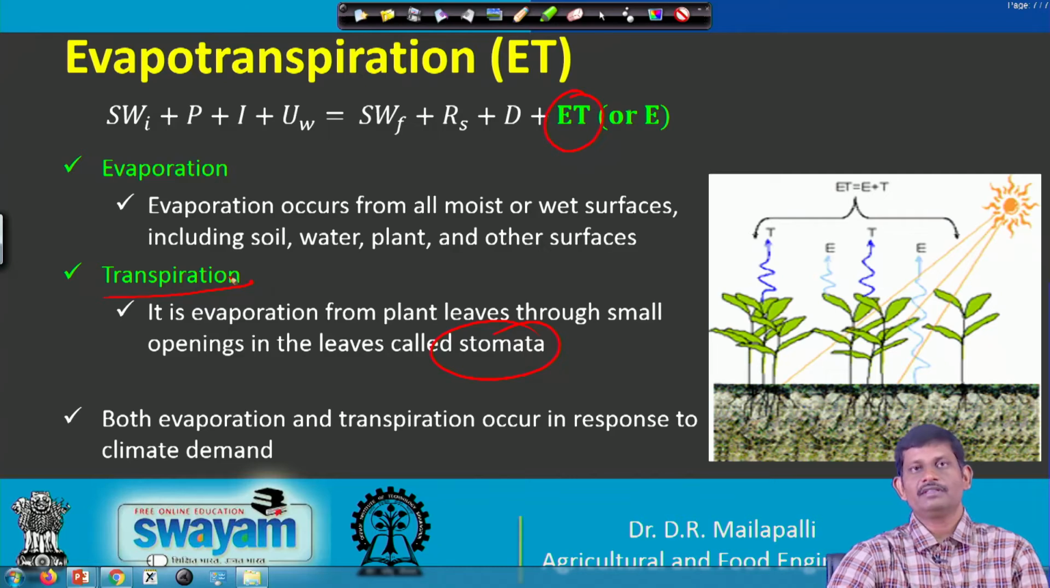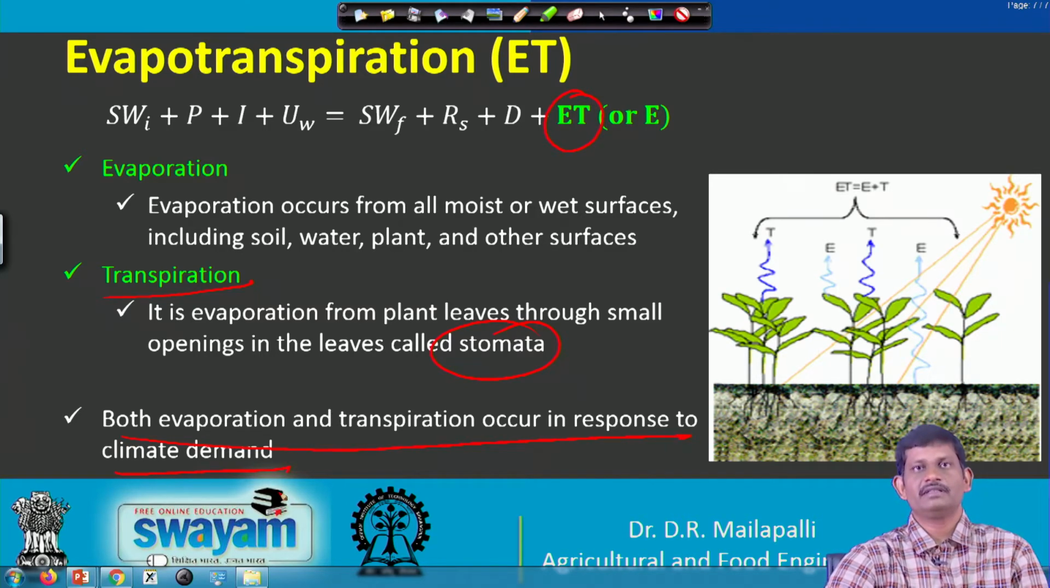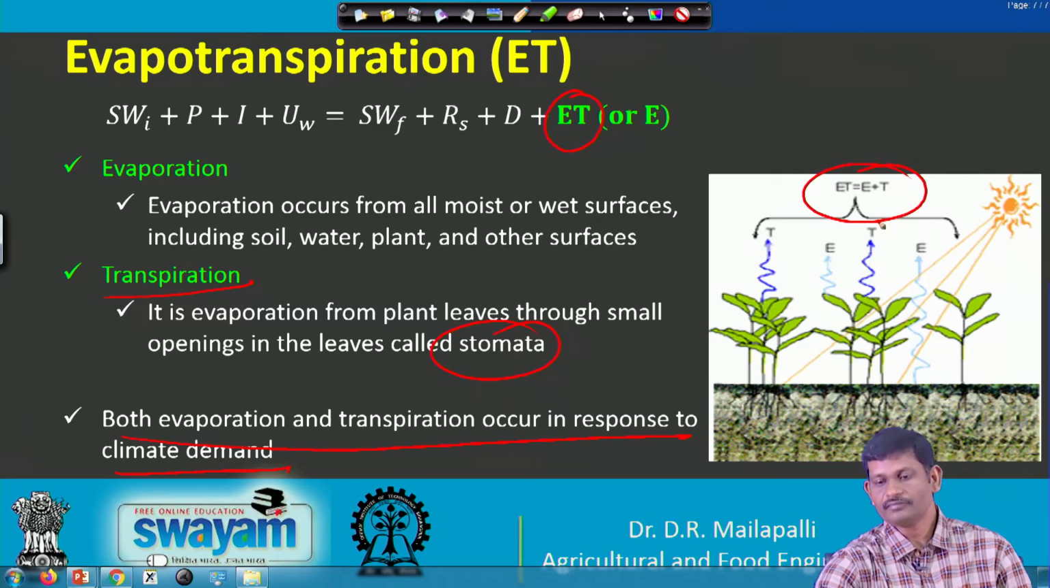So, in the case of crops, evapotranspiration has both water on the surface and in the plant body. That will be evapotranspiration. Both evaporation and transpiration occur in response to a climate demand. So, ET is equal to E plus T. Transpiration takes place through the plant body, whereas evaporation occurs either through the plant surface or the soil surface, or if there is a water body, the water surface.